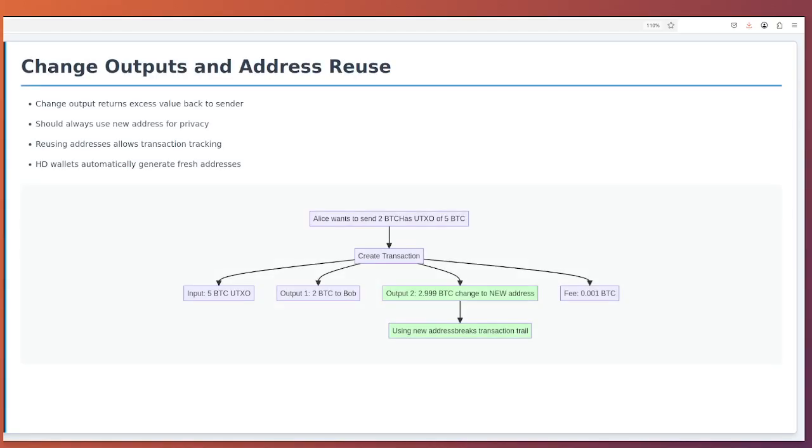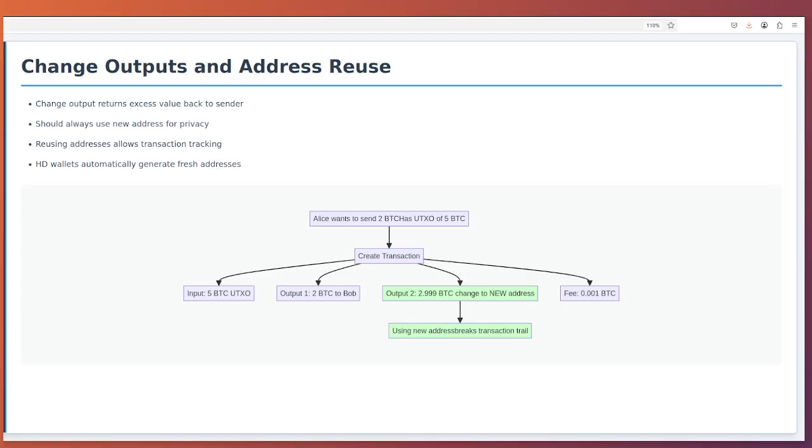Change outputs and address reuse. Change outputs are a crucial but often misunderstood part of Bitcoin transactions. Remember, UTXOs must be spent entirely. You cannot spend a fraction of a UTXO, so when you need to send an amount smaller than your UTXO, you create two outputs, one to the recipient, and one back to yourself as change. This change output is just like any other UTXO. It is locked to an address you control.